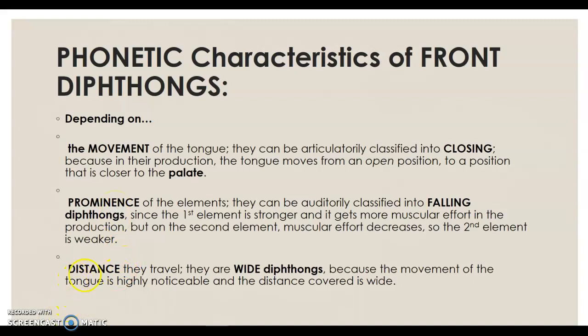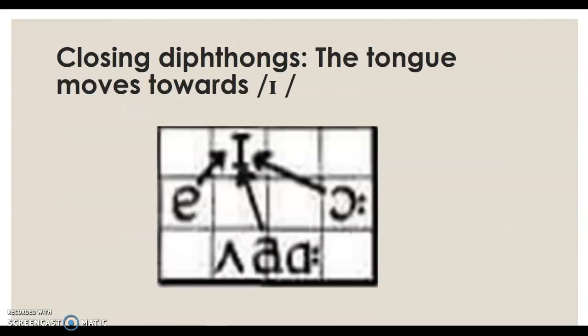If we analyze the distance the tongue travels, we can see a huge difference between the diphthongs in this chart we are working on now and the diphthongs in the chart we worked on some minutes ago. So we can say that the distance the tongue travels in this case in Oi is wide, in I is wide, and in A is narrow.